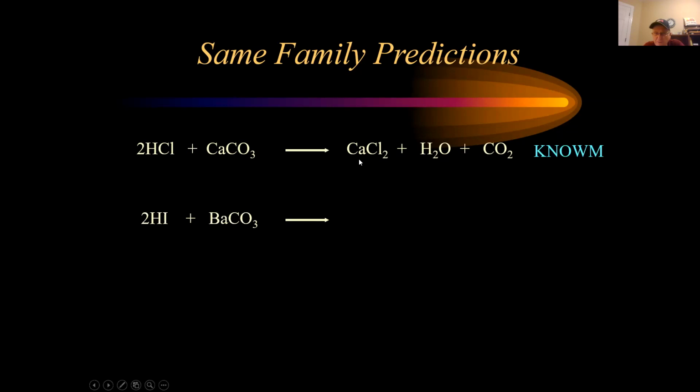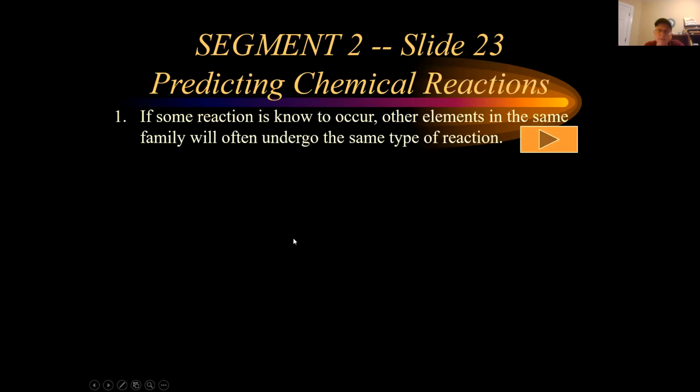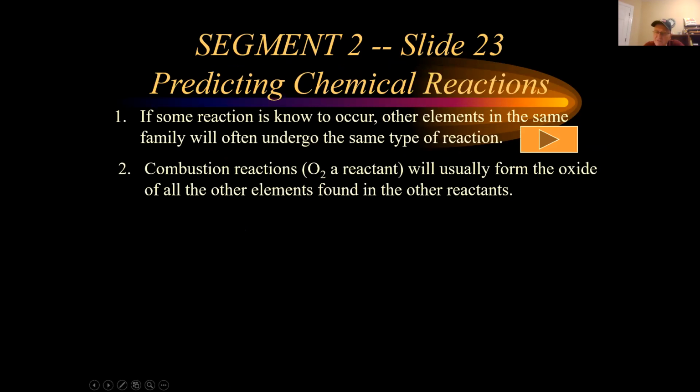So all I've got to do is just replace calcium over here and barium. I can replace the chlorine here with iodine and get a similar reaction. And I can replace the calcium with barium. And then I predict the products of the reaction. So if you know one reaction, you can go to the periodic table. Anything in the same family will behave the same way. It may not be as fast, and in some cases, it might not even really happen.